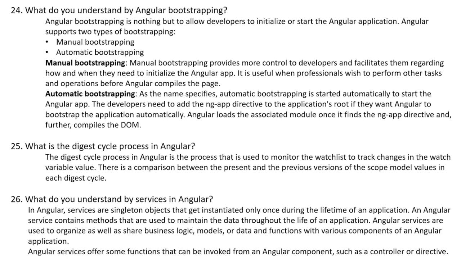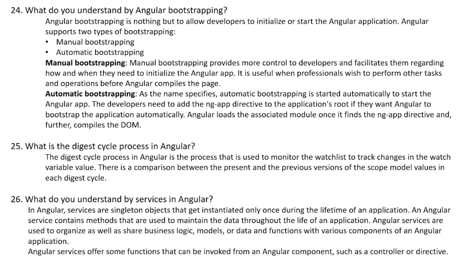Question 25. What is the digest cycle process in Angular? Answer. The digest cycle process in Angular is the process that is used to monitor the watch list to track changes in the watch variable value. There is a comparison between the present and the previous versions of the scope model values in each digest cycle.